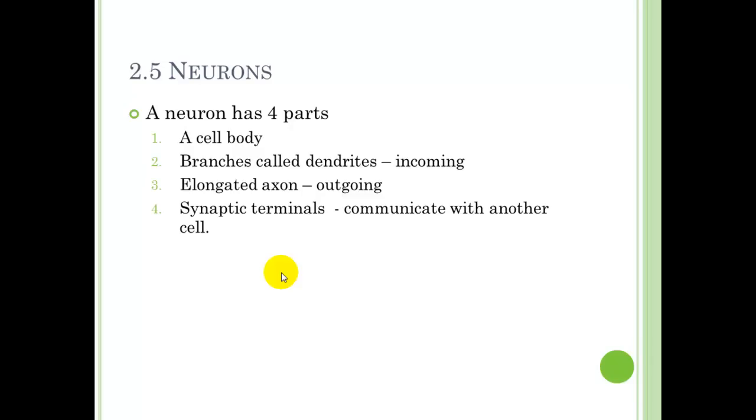2.5, this is going to break down the neurons a little bit farther. A neuron has four parts: a cell body, branches that come off of it called dendrites, and this is going to be for incoming information, an elongated axon, and this is going to be for outgoing information, and then synaptic terminals, and this allows communication with other cells.